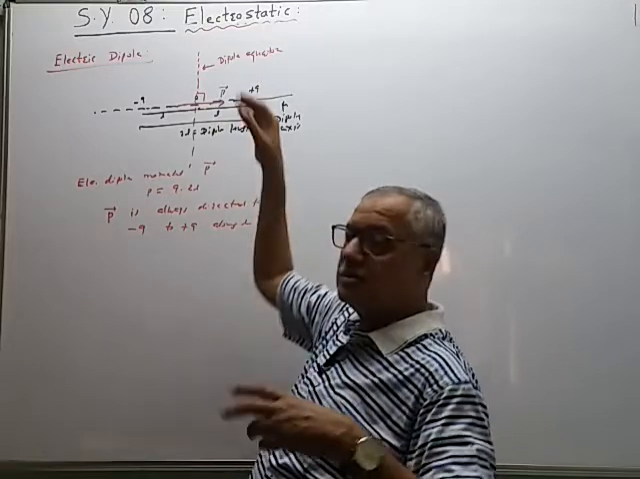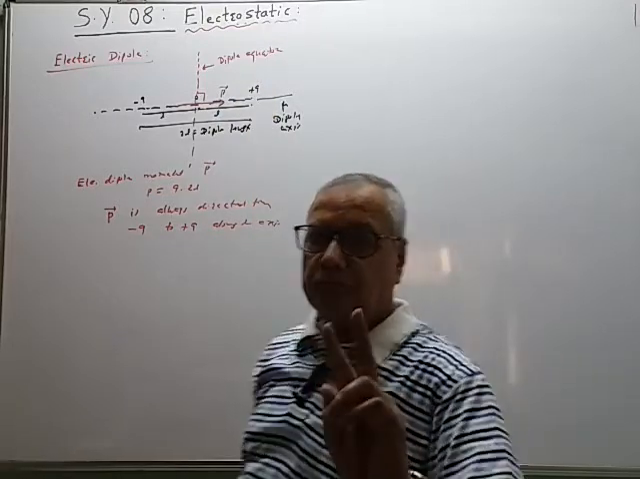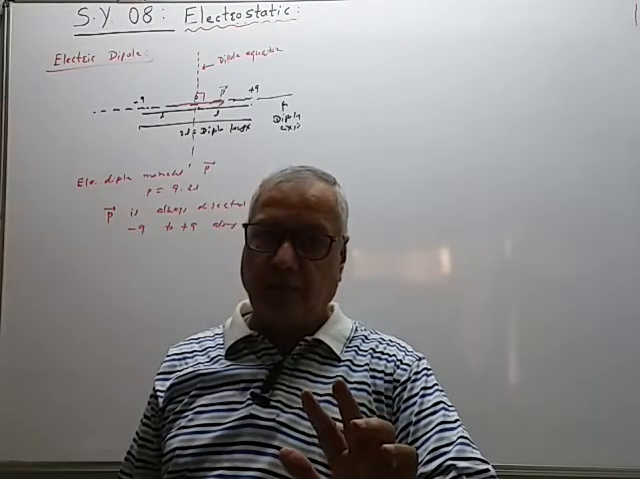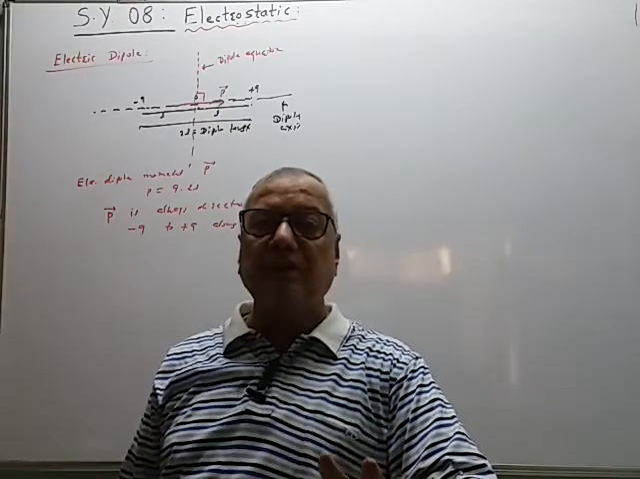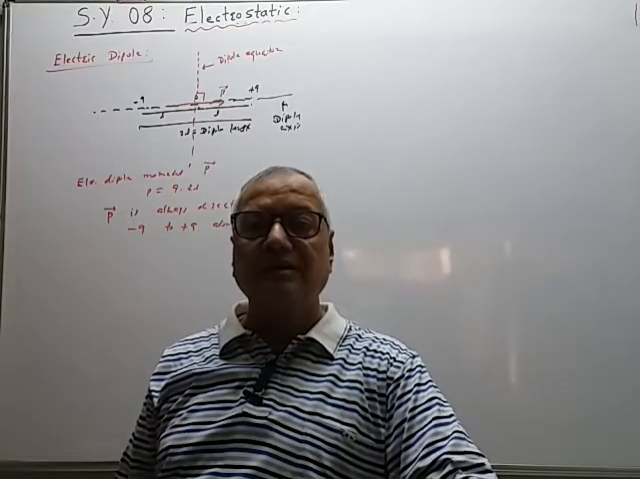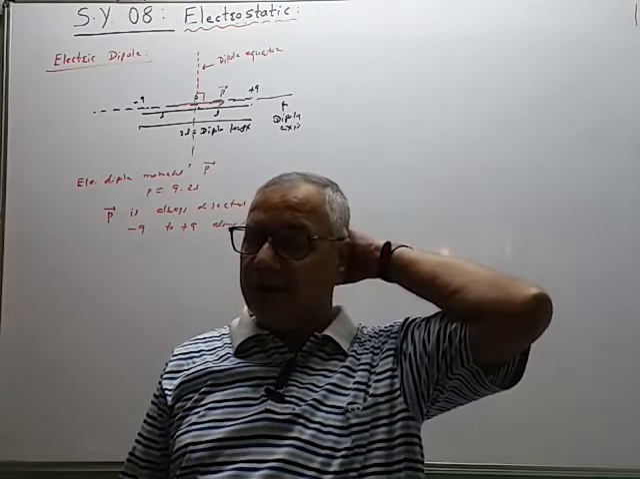Now it is a system of two charges, but charges has condition. The charges must be equal in magnitude and opposite in sign. No other charges are allowed. Because of this condition, we have given it a special name, electric dipole.